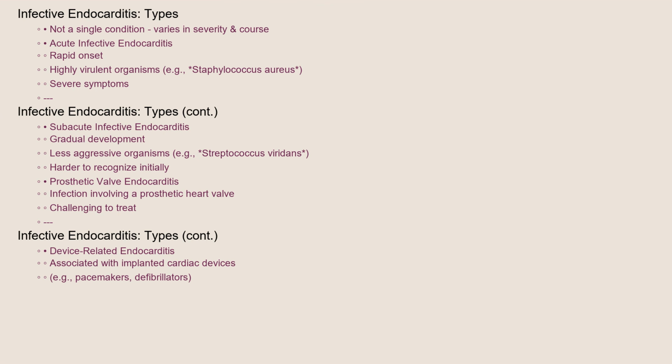Infective endocarditis isn't simply one single condition. It can manifest in different forms depending on the severity and course. Acute infective endocarditis develops rapidly and is usually caused by highly virulent organisms like Staphylococcus aureus. It's often associated with severe symptoms and requires immediate medical attention. Subacute infective endocarditis, on the other hand, develops more gradually, often caused by less aggressive organisms like Streptococcus viridans. It can be harder to recognize initially but can still lead to serious complications if left untreated.